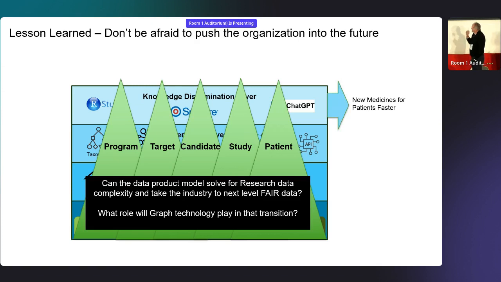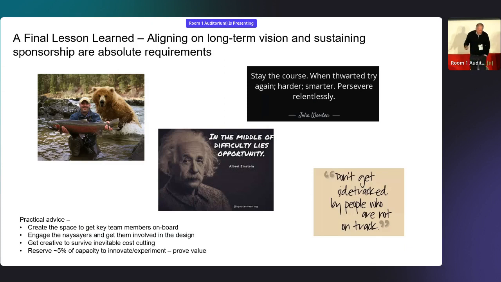And then, of course, we're doing this for the benefit of new medicines for patients. And then lastly, a final lesson learned, because I was asked to speak in the context of being a sponsor: aligning a long-term vision and then sustaining sponsorship, that's the key, are absolute requirements. All too often, sponsors go, yeah, we'll fund that project. And then when the going gets tough and the budgets get cut, nobody's investing in FAIR, nobody's investing in ontologies, nobody's investing in the semantic layer, it all falls away. So you have to be sustained in your sponsorship.